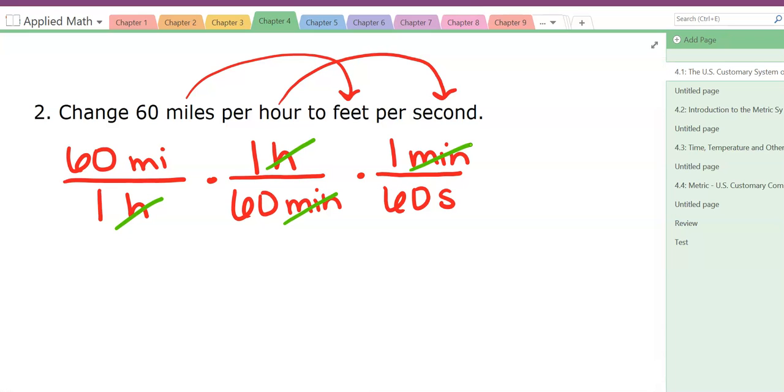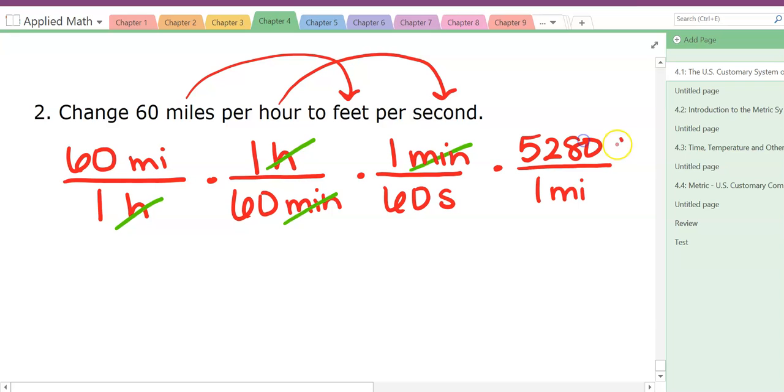Now I've got to get miles to feet. How many feet are in a mile? Okay, so how do I set this fraction up? What number goes where? Would 1 mile go on the top or on the bottom? Bottom. And 5,280 feet would go on top. So then again, at my miles, I've got 1 on top, 1 on the bottom, they cancel. So to finish out, you need to multiply again across the top and across the bottom, and you might have to do division at the end.